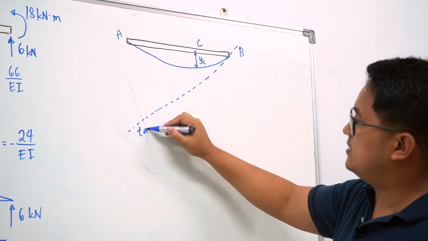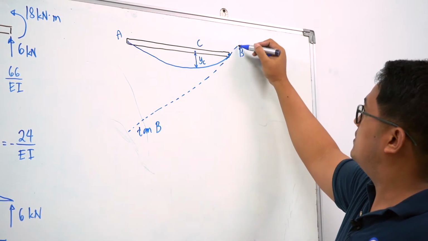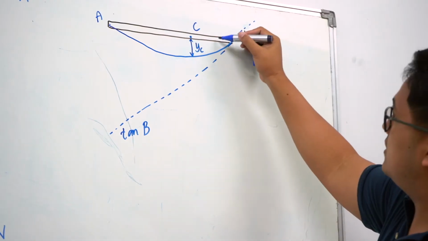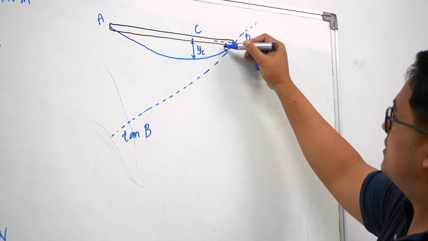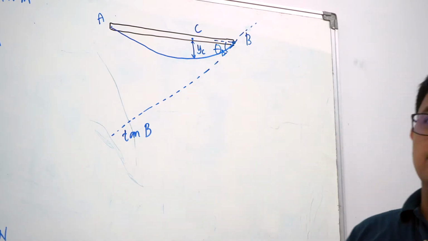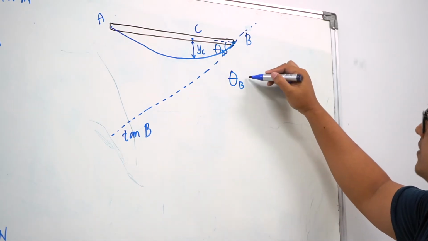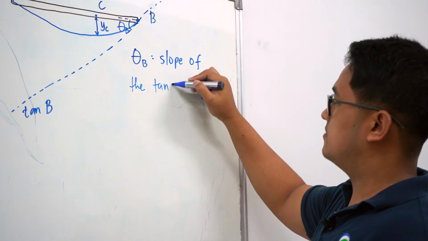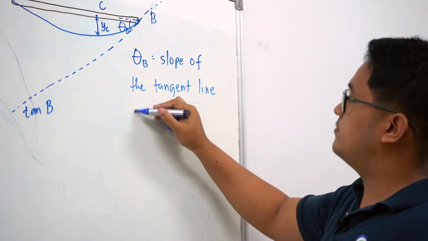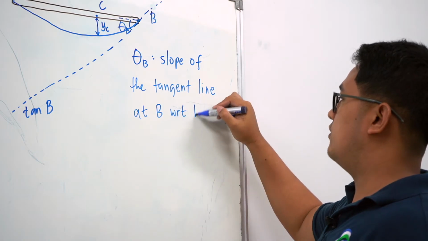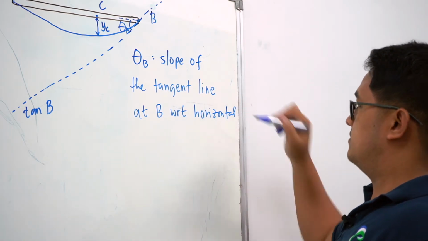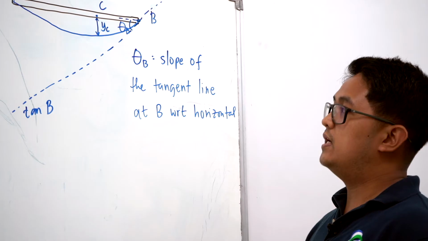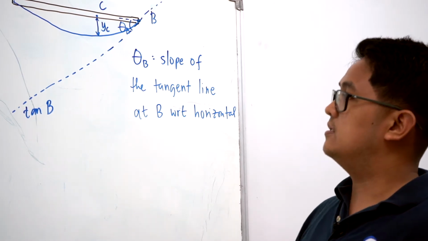So this is the tangent line at B. So this is point B. Again, this line is tangent at point B. And we need this angle here, which is called theta B. So theta B is the slope of the tangent line at B with respect to the horizontal.